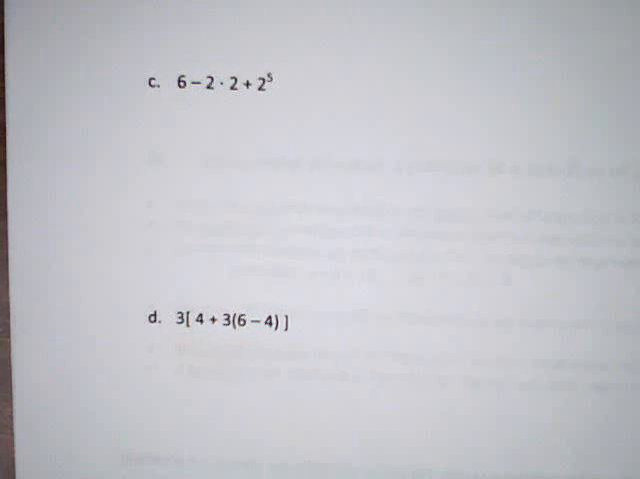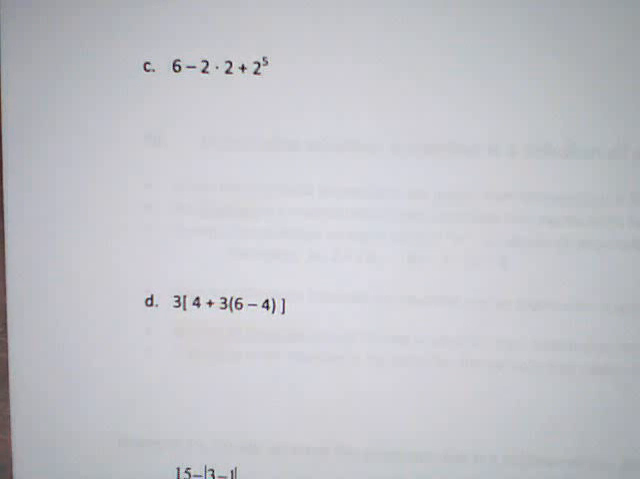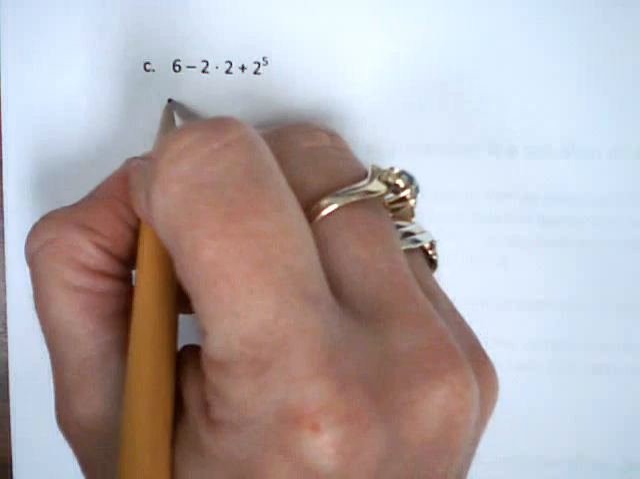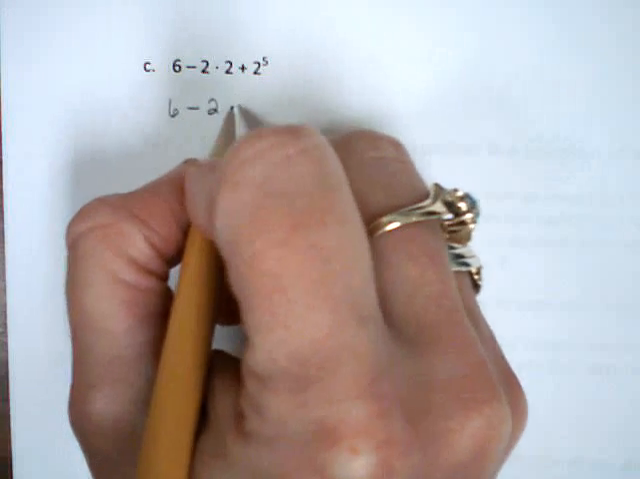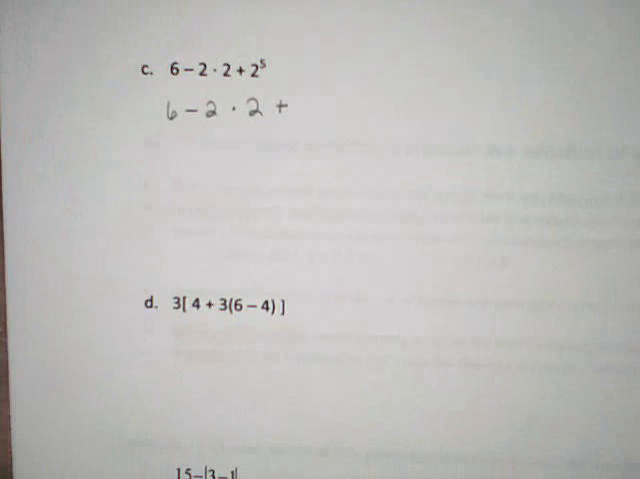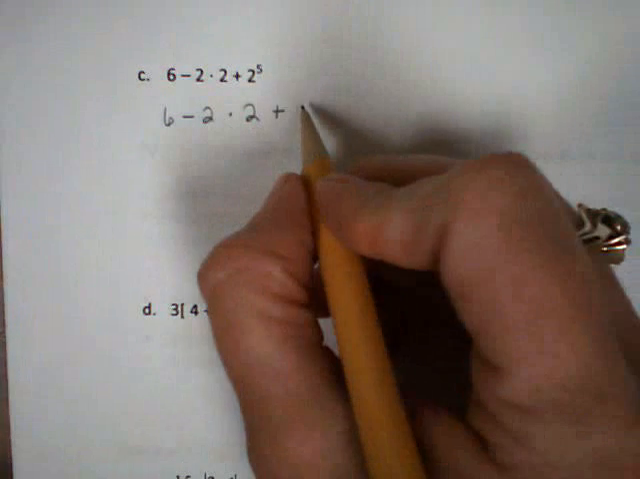On C, again, no parentheses, but we do have exponents. So first I'm going to do my exponents. 6 minus 2 times 2 plus 2 to the 5th power. That means 2 times itself 5 times, which would be 32.